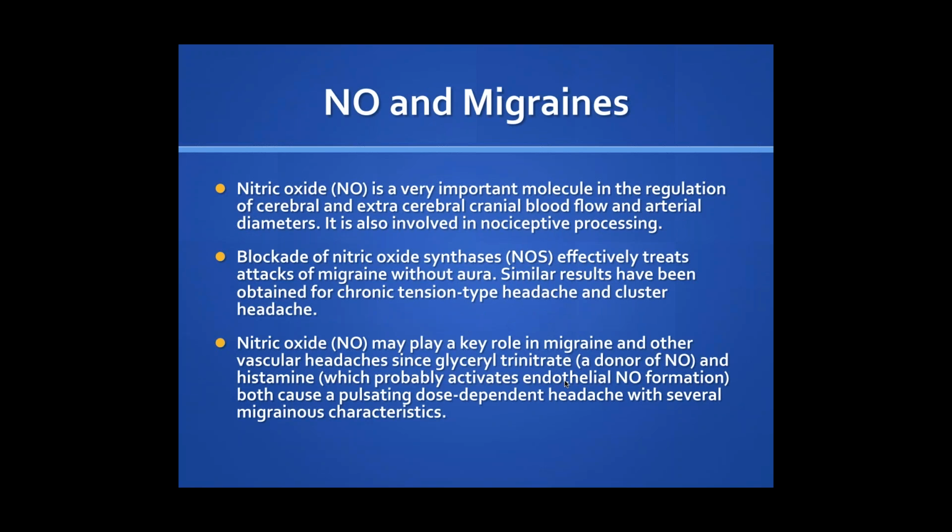Blockade of nitric oxide synthase effectively treats attacks of migraine without aura. Similar results have been obtained for chronic tension type headache and cluster headache. Nitric oxide may play a key role in migraine and other vascular headaches, since glycerol trinitrate, a donor of nitric oxide, and histamine, which probably activates endothelial nitric oxide formation, both cause a pulsing dose-dependent headache with several migrainous characteristics. In other words, they could induce a migraine by increasing histamine and nitric oxide.